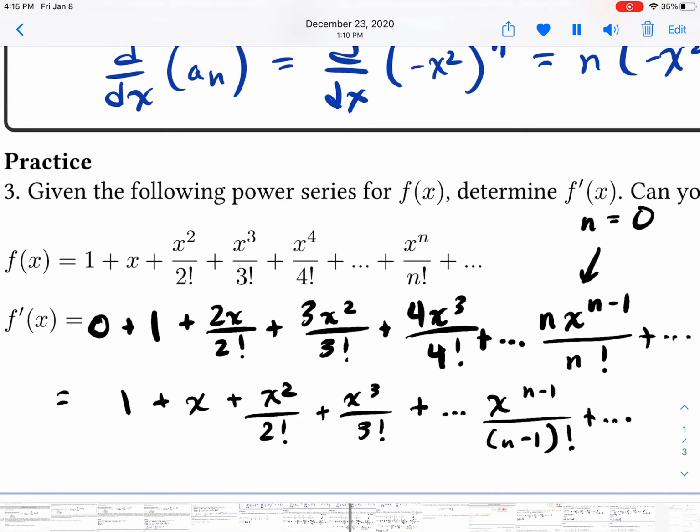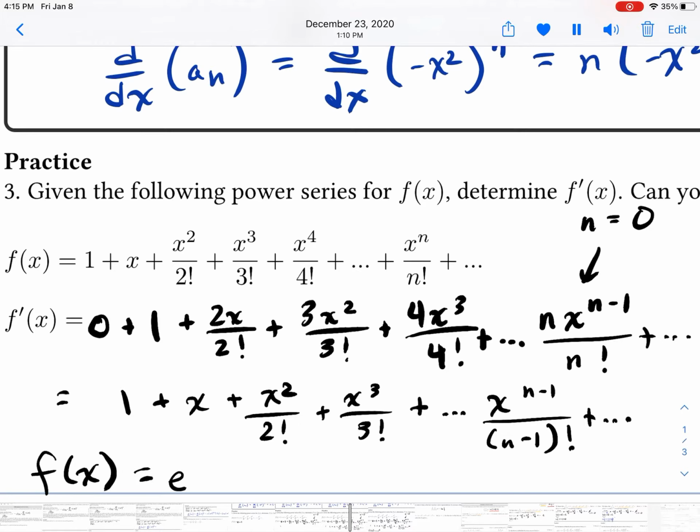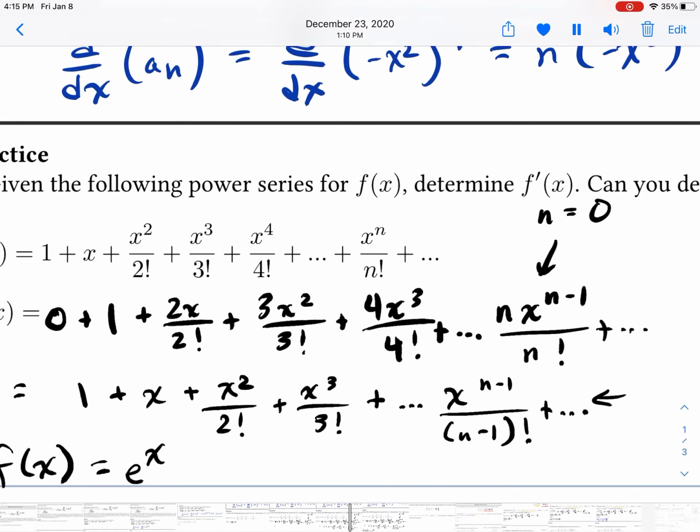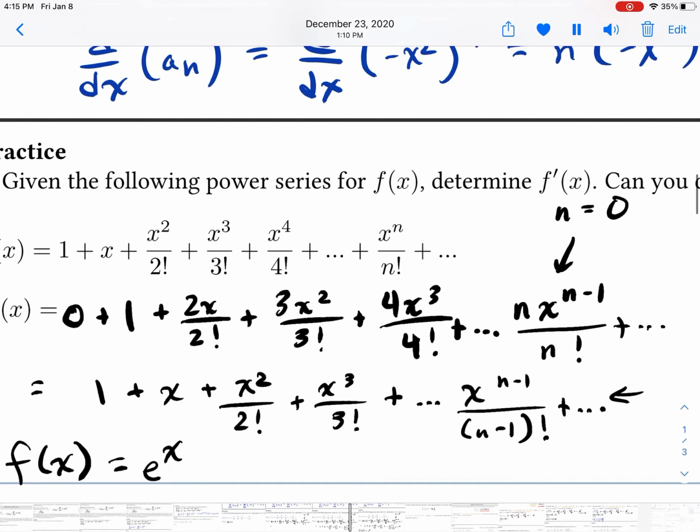Well, hopefully you've had a chance to think about it. And if you have, then hopefully you had this very cool light bulb moment. Did you guess what f of x is? It is e to the x. And how did I know that it was e to the x? Because this series that we have here is simply the same series as itself. In other words, the power series for the derivative is exactly the same as the power series for the original function itself.